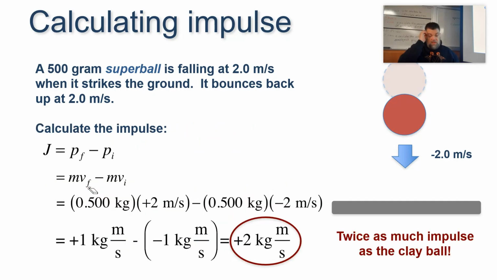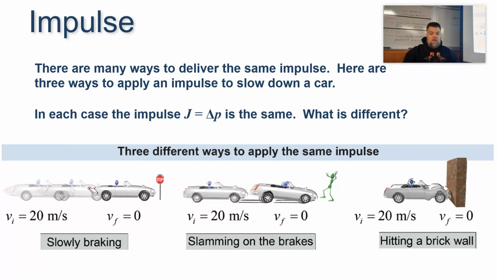All right, so that's the same math that I had before. You don't have to write all this down. Just kind of look up at the screen and we'll talk about this. So there are many ways to deliver the same impulse. Here are 3 ways to apply an impulse to slow down a car. I just looked at the pictures. In each case, the impulse J is equal to the change in momentum, or delta P, is the same.